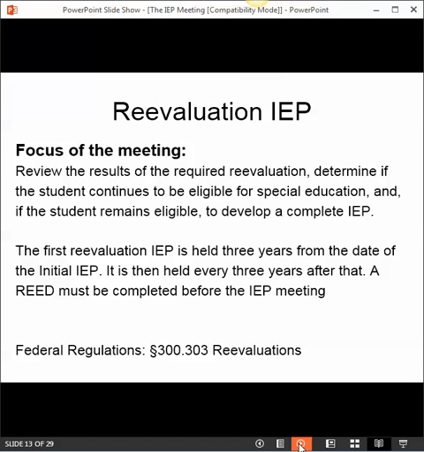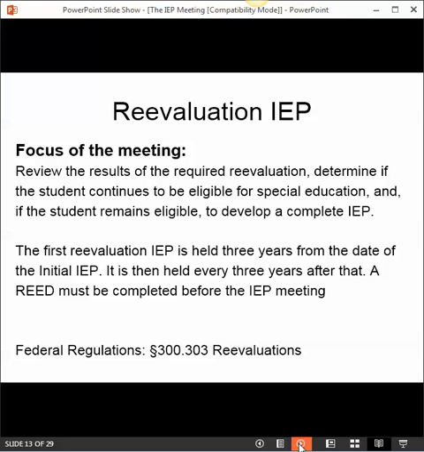The focus of the reeval meeting is to review the results of the required reevaluation. So that's a little different than the annual review. It's to determine if the student continues to be eligible for special education and if the student remains eligible to develop a complete IEP. The first reevaluation IEP is held 3 years from the date of the initial IEP. It is then held every 3 years after that. A reevaluation must be completed before the IEP meeting.